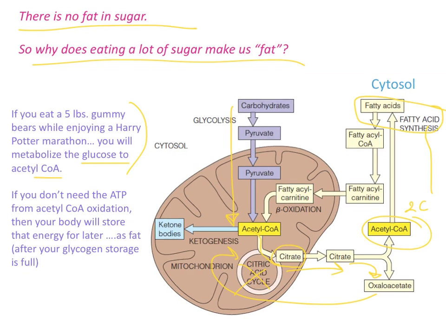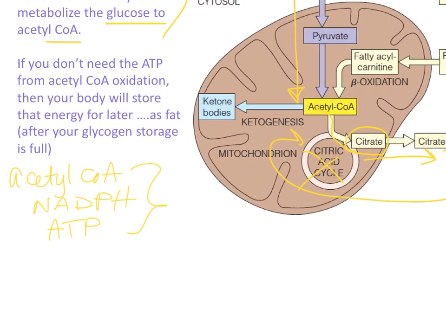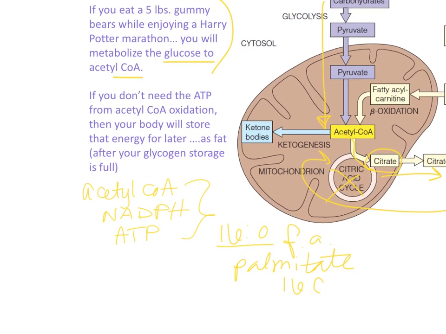And if you remember, the materials that we need for this are acetyl-CoA, NADPH, and ATP. And I will tell you what we're going to make at the end of this is a 16:0 fatty acid called palmitate. So if this is 16:0, that means there are 16 carbons here. And if acetyl-CoA carries 2 at a time, then you're going to need 8 of those total.